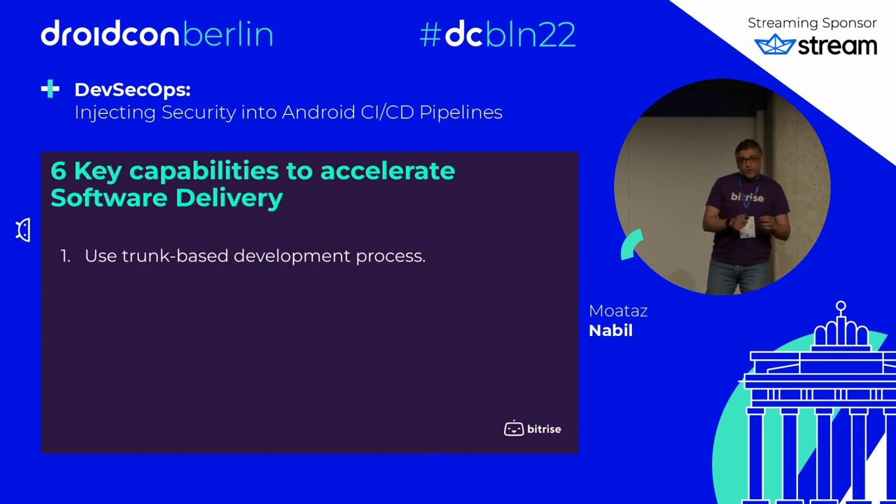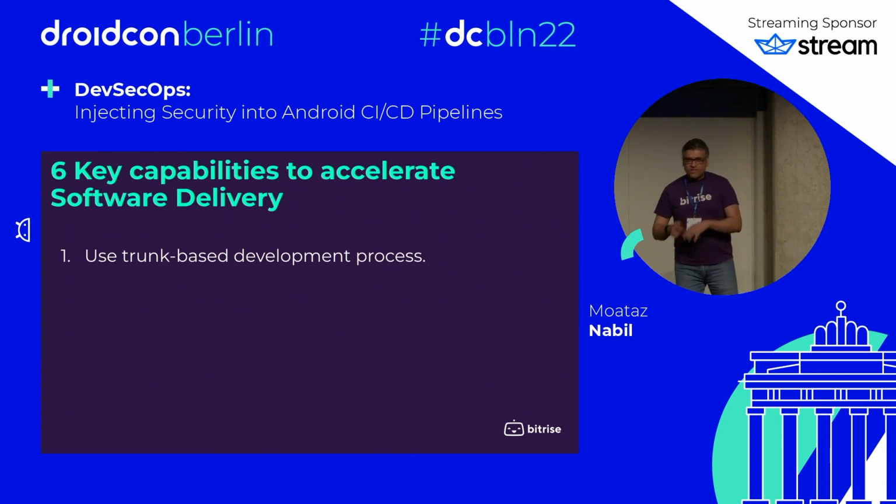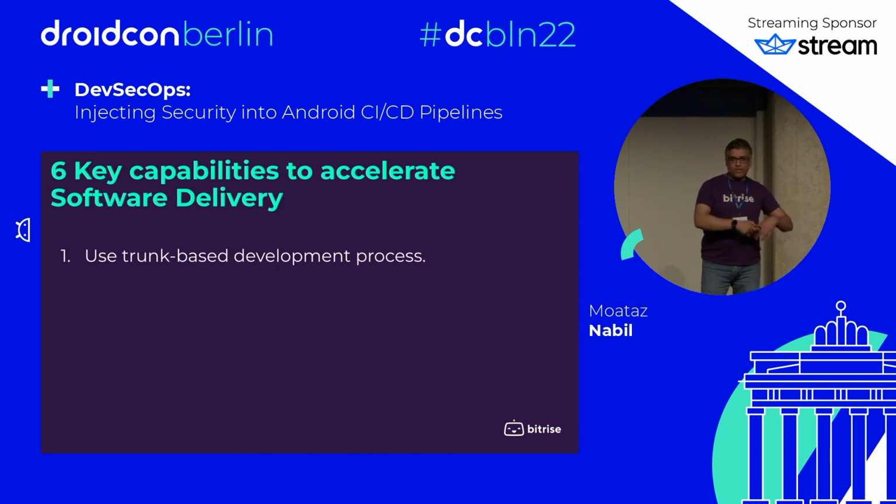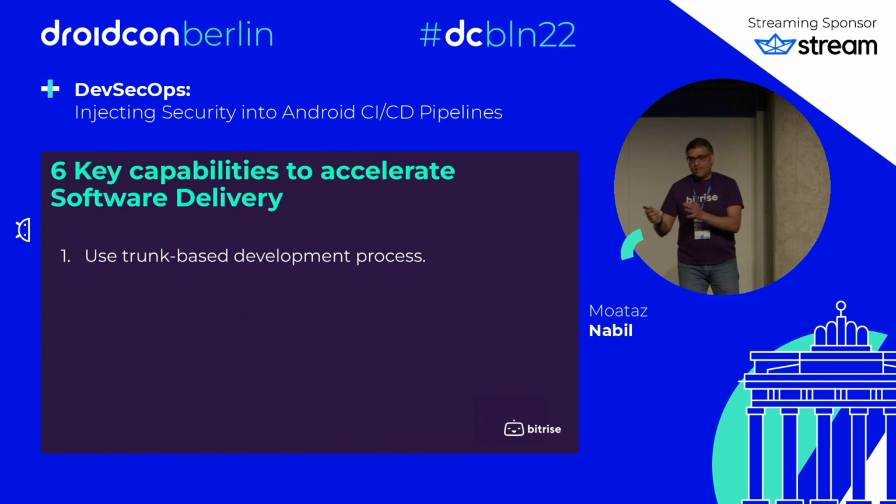The first one, use a trunk-based development process, which is just small, like don't have a huge branch including a lot of commits and so on. No, it should be small to be able to review it and test it and everything.